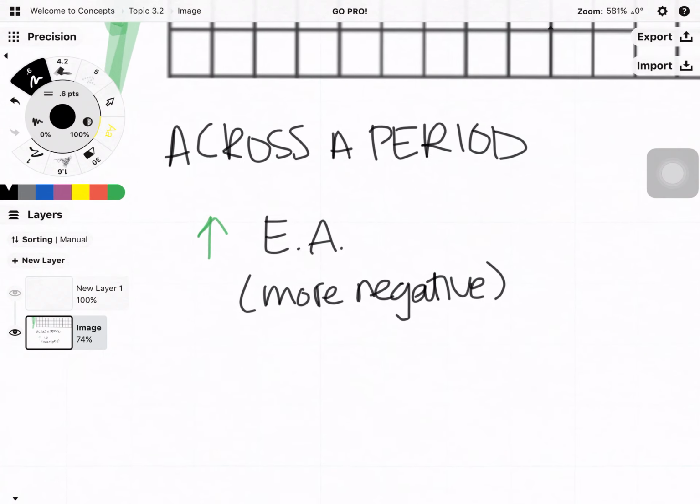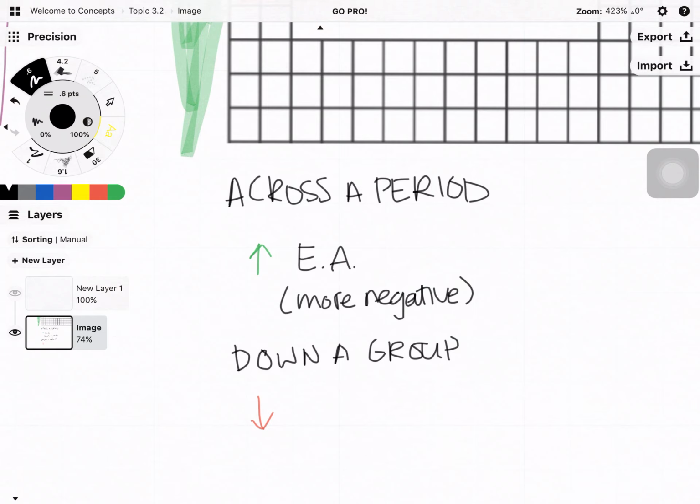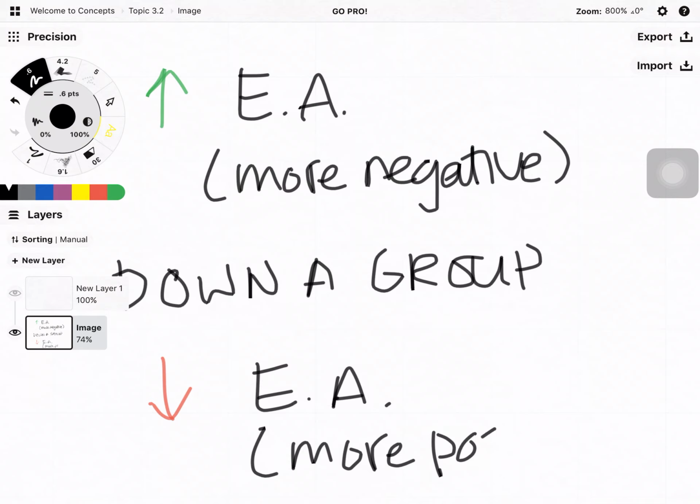Down a group is a little bit murkier. But what generally happens is the amount of energy released is lower because my electrons are further away from the nucleus, and so the attraction is much less, and so the release of energy is much less. So again, the electron affinity decreases, which means it gets more positive.